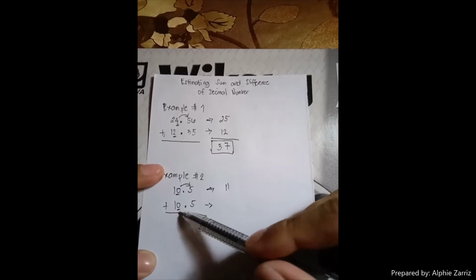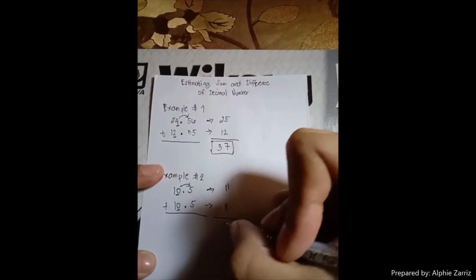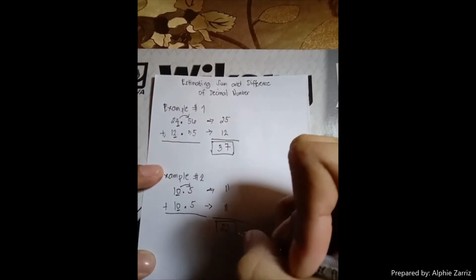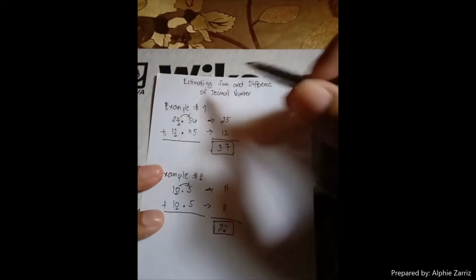And then, the same lang din sila. So this will become 11. Then we will apply the addition. Therefore, 11 plus 11 is equal to 22. So the estimated sum is 22. This is the final answer. So that is estimating sum.